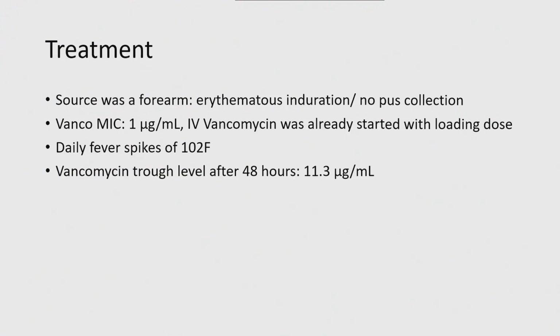So here the patient's source was the forearm, because in MRSA we always look for the source, try to identify and control the source for the management of this patient. And there was no pus collection, so there was no point in draining. Vancomycin was also favorable, and vancomycin was already started on the day of admission, and there was a daily fever spike of 102. But when we check the vancomycin trough level, it was 11.3 microgram per ml. So obviously this is MRSA bloodstream infection with septic pulmonary thromboembolism, and the vancomycin exposure was suboptimal.